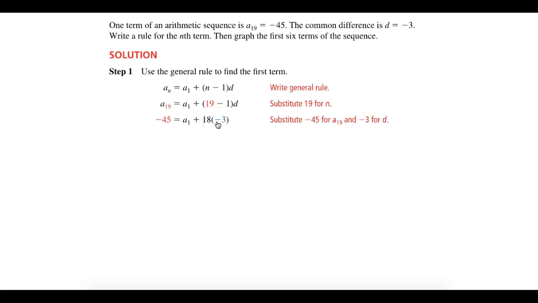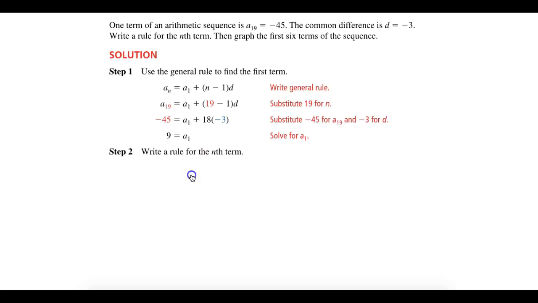Now, all we've got is some simple algebra. We want to isolate a1. We do that, and we know it's equal to 9. Now, it's just like you did in the previous video. We know our common difference now, and we know what our first term is. Let's go ahead and plug that in. Now, this is exactly like you did last video.